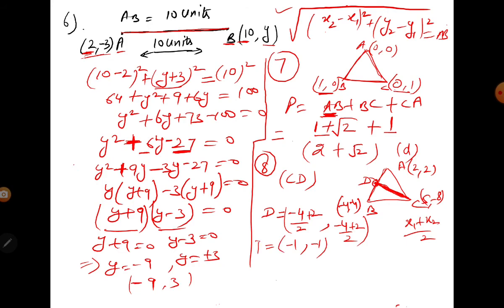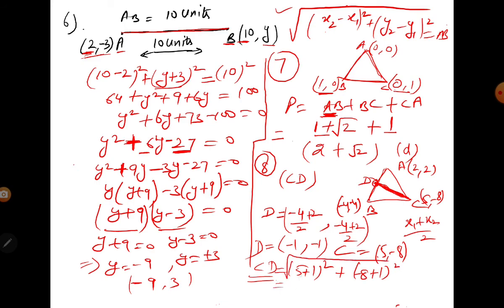Now I have to find C. C we already know. My C coordinate is what? 5 and minus 8. We know that is given. So now we have to find CD. Again we'll apply distance formula, that is 5 minus 1, that is plus 1, whole square, plus minus 8 minus 1, plus, that is this one. Okay, we'll take the square root.